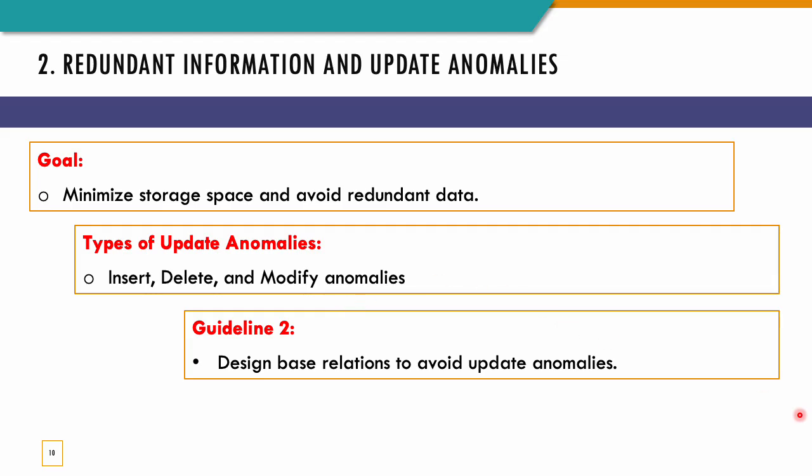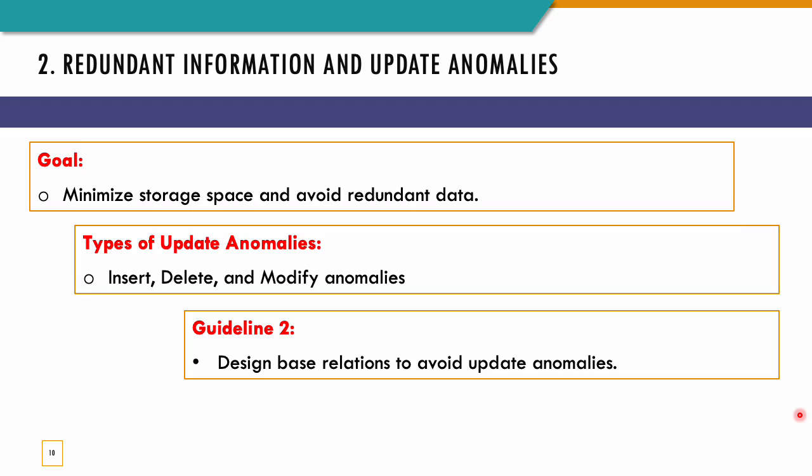So, insert anomaly. This happens when you cannot add new information to the database without adding unnecessary or incomplete data. For example, if you try to add a new customer but don't have an order for them yet, you might be forced to leave some fields blank or you need to store duplicate information, right? So that's an insert anomaly.